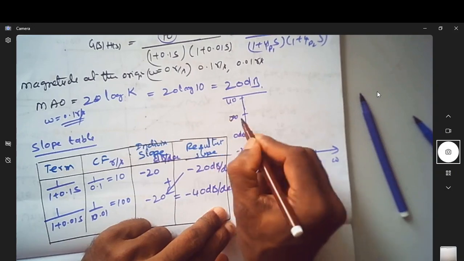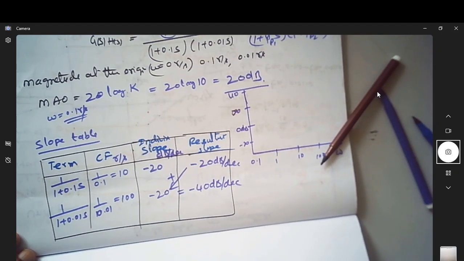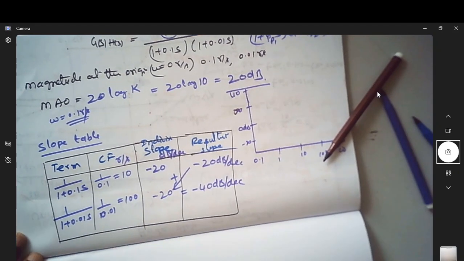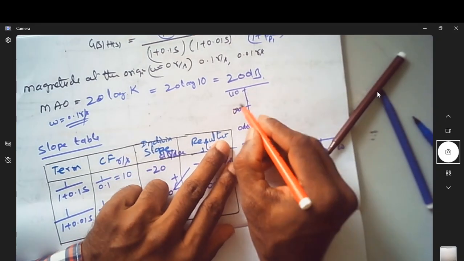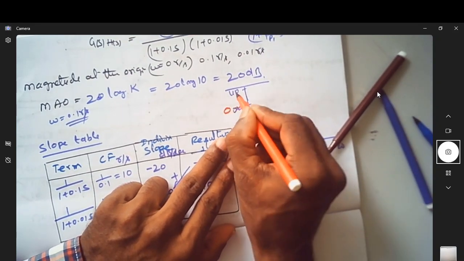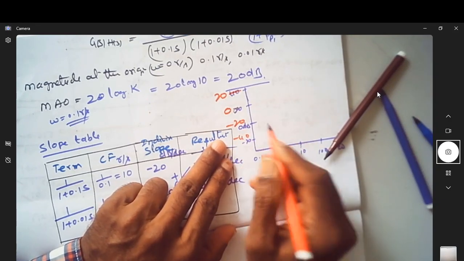Maybe you can take this as 0 dB. So let me slightly alter this, because the slope is always coming down, so let me have some space at the bottom. Let us consider this as 0. Let me consider it as 20 dB. This is minus 20, this is minus 40.